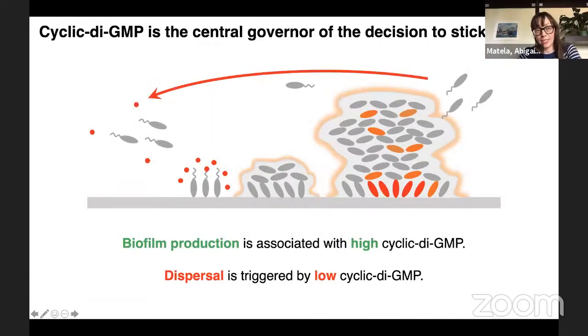So why is Cyclic-di-GMP important? Because it governs this decision in bacteria of whether they should stick to a surface and produce biofilm, or swim away, going through dispersal to start a new bacterial population. So if cyclic di-GMP levels are high, that's associated with high biofilm production and low motility. And if they're low, that's associated with bacterial dispersal.